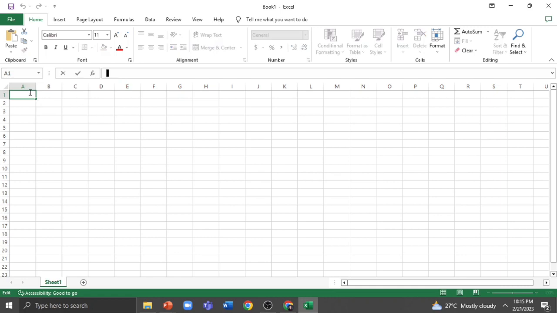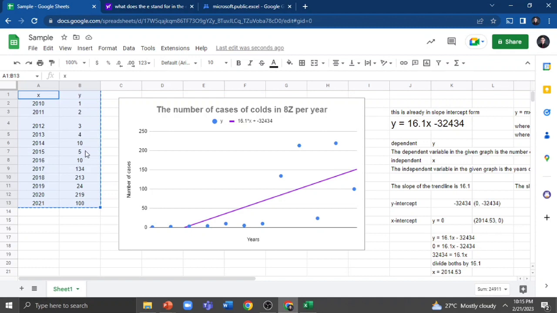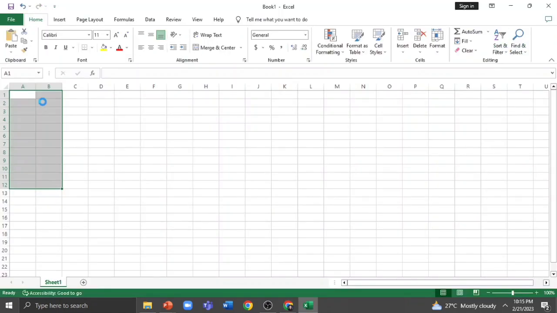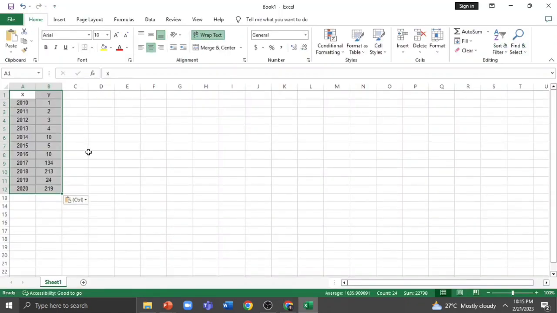Now I cannot paste it because I did it wrong. Let me just copy it again. Copy the data, paste it here. So the data is now here. The same thing that you're going to do is go to insert. Once you click insert, there's an option which is charts. It's already there, and then scatter plot.